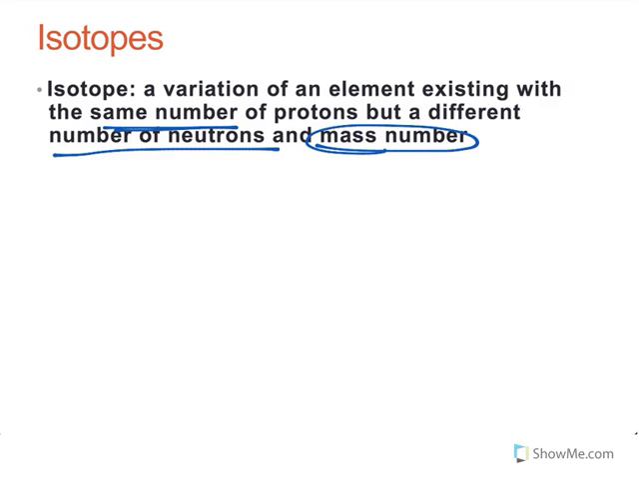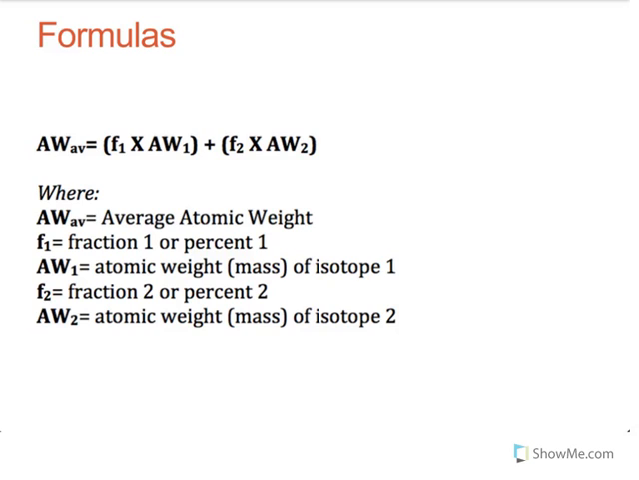Now that we know the definitions, we can use this information to solve problems regarding average atomic weights and their isotopic abundances. Now, here is the formula from Module 5, where the average atomic weight is equal to fraction 1 times atomic weight 1 plus fraction 2 times atomic weight 2.